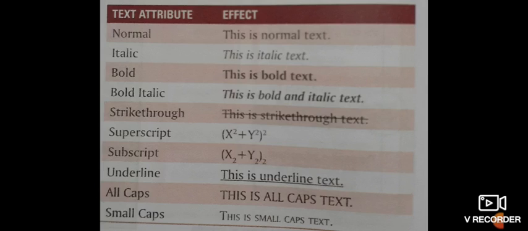Superscript is used for typing formulas or equations, meaning the text appears in the form of powers. Subscript, as shown here in the video, is also used for equations. Underline means the text is underlined with a line. All caps means all the text is in uppercase, capital letters. And small caps means the text is in small letters, lowercase.